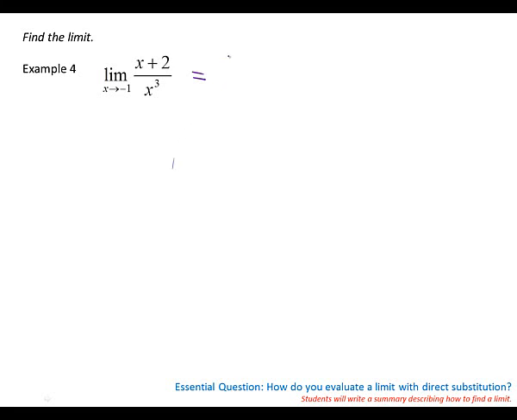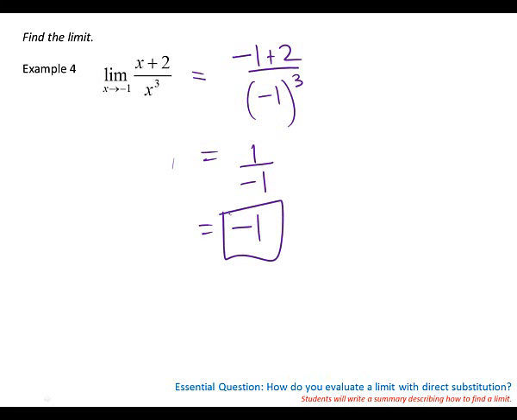Okay, so -1 plus 2 over -1 cubed. All right, so what's -1 plus 2? 1 over -1, so our answer is -1, not 0. Oh, my bad. Okay. All right, let's keep going with this.